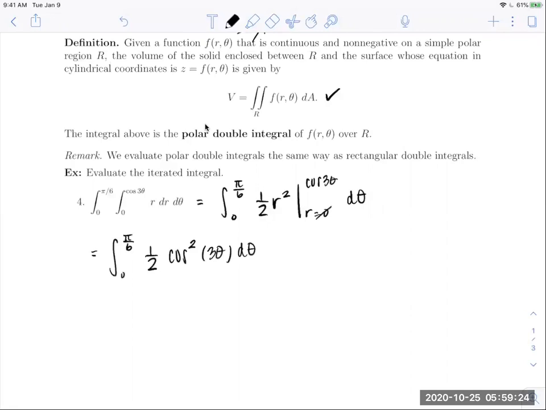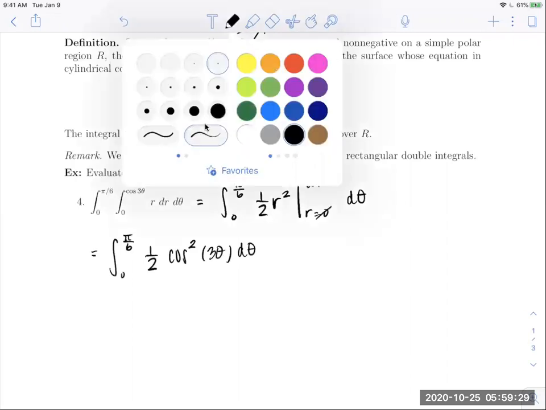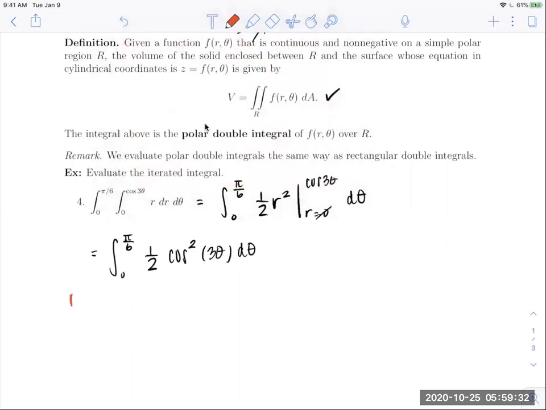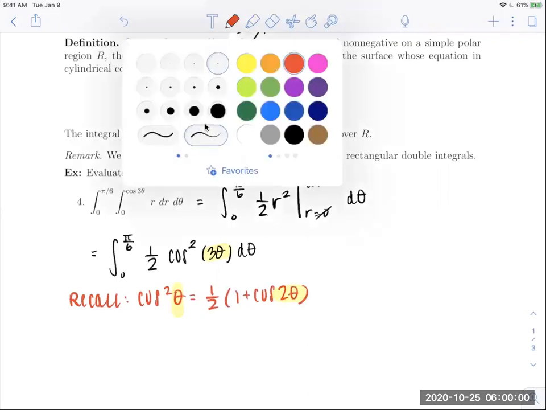All right, now at this point, we recognize that we're integrating a cosine squared. So we need to remember our half angle formula from trig. So we have that cosine squared of theta is 1/2 of 1 plus cosine 2 theta. Now, in our instance, instead of having a theta, we have a 3 theta. So keep in mind that when you apply this formula, you double the inside of your cosine. So our 3 theta is going to become a 6 theta.